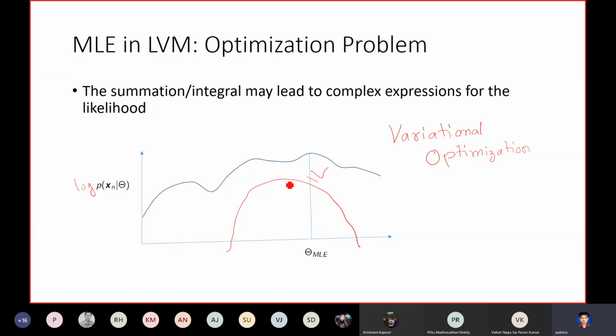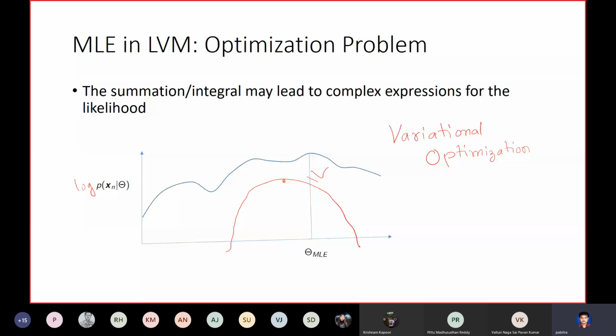And the lower bound, of course, will have the property that first of all, it is a lower bound. Second of all, it is a function which can be easily optimized. For example, it might be a convex function or a quadratic function, some function which is easy to optimize, in the sense it has a single global maxima and so on.